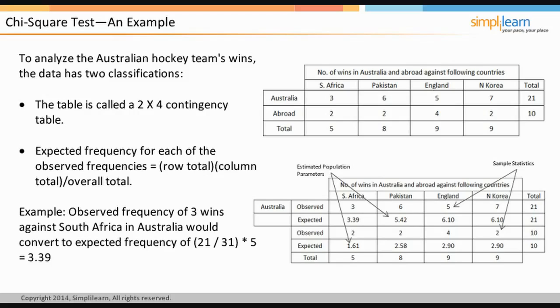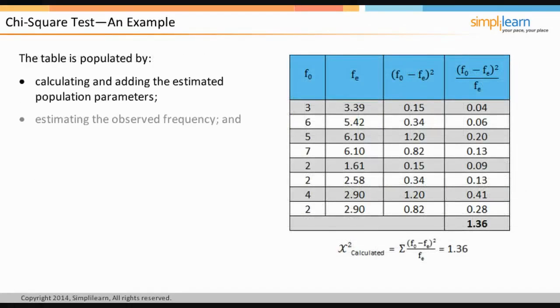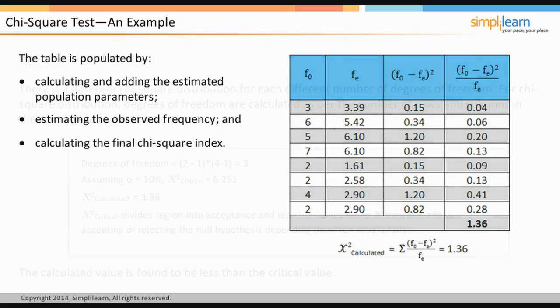If the observed frequency is 3 wins against South Africa in Australia, then it would convert to total wins at home, which is 21, divided by the total number of wins, or 31, and the result is multiplied by 5. The result is 3.39. Similarly, the expected population parameters for all cases are found. In this step, all the information of the previous screen is combined, and the table is populated. The estimated population parameters are calculated and added. The formula compares the observed and expected frequencies to calculate the final chi-square index, which in this case is 1.36.